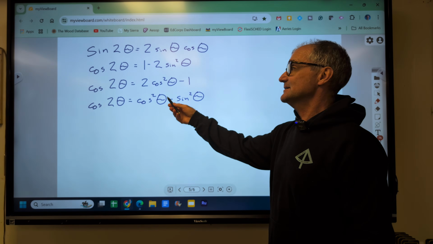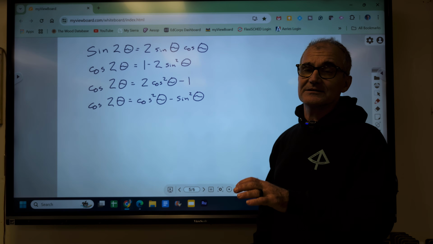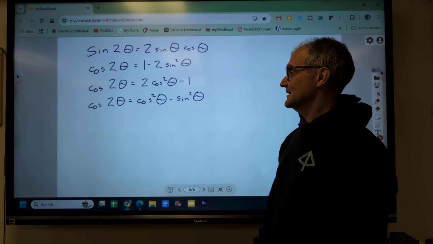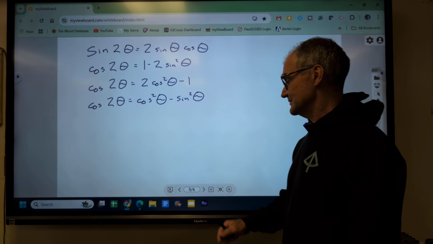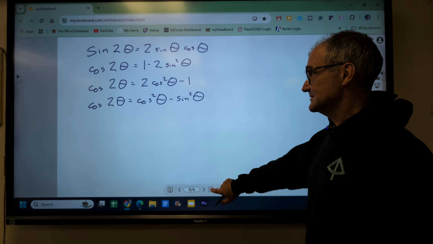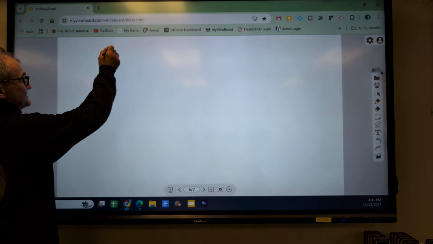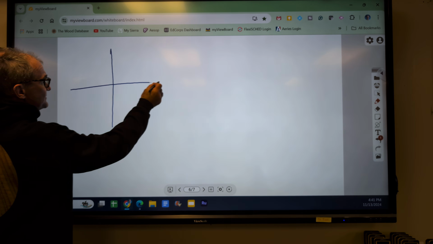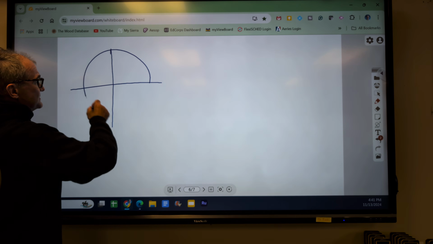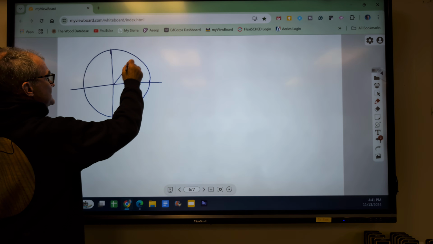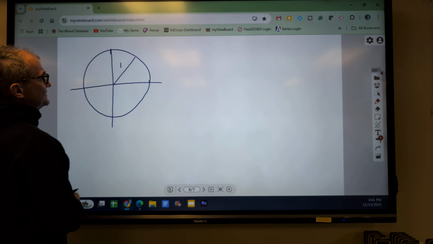Whenever you see any of these, you should be thinking Pythagorean theorem. So that's going to be part of the substitutions we do here. Okay, so let's go ahead and get started. Everything here in trigonometry starts by drawing our unit circle. It is called our unit circle because the radius on it is 1 unit long.